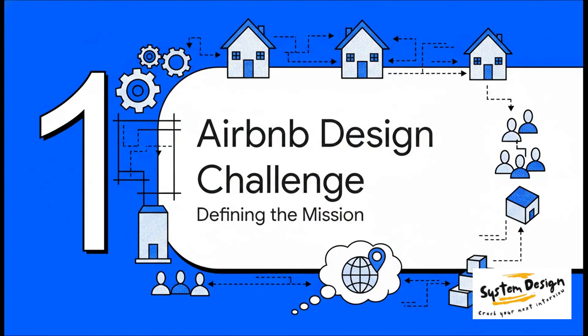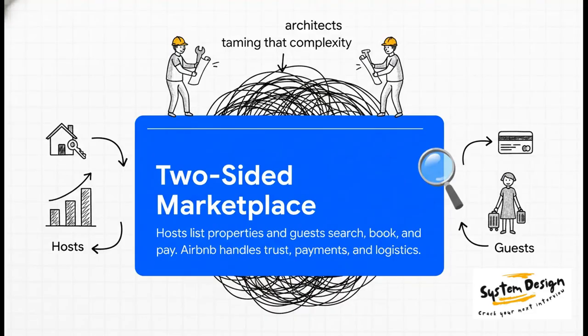First things first, before we can build anything, we have to know exactly what it is we're building. So let's start with the most fundamental question. At its very core, what is Airbnb? On the surface, it's a two-sided marketplace. Seems pretty simple, doesn't it? You've got hosts on one side, guests on the other. But don't let that fool you. Hiding underneath that elegant concept is a mountain of technical complexity. And our job, as the architects, is to tame it.